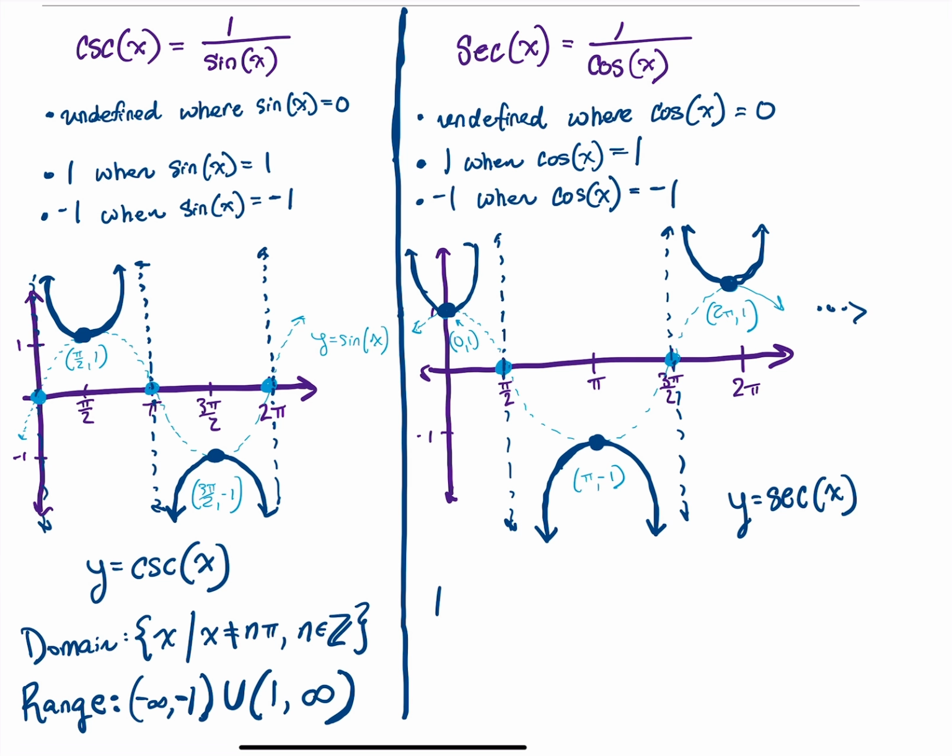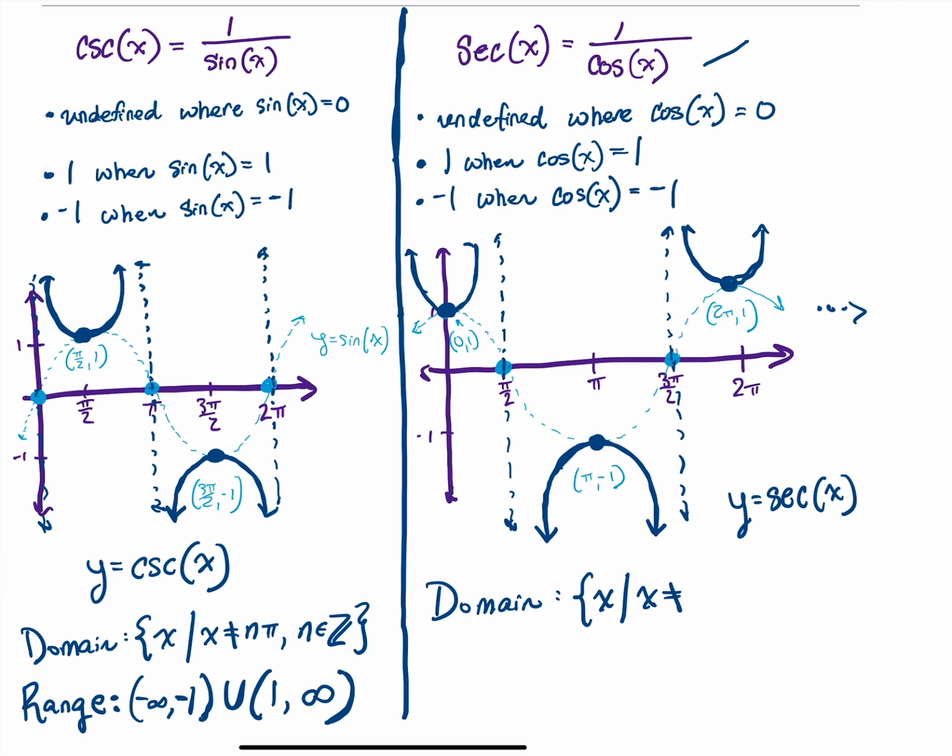So the domain, what do we want to exclude? Set of all values x such that x is not equal to what? Pi over 2, 3 pi over 2. Next one would be 5 pi over 2. And so odd multiples of pi over 2. That's what we want to exclude from our graph. So we built a similar statement when we were discussing the tangent. Because notice they're related in that way.